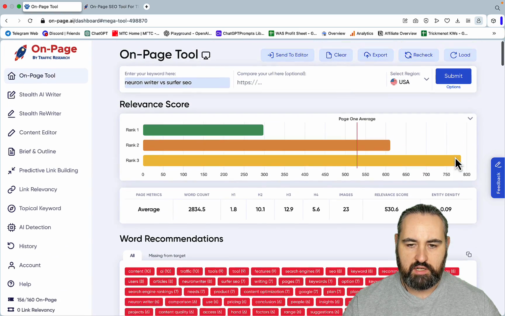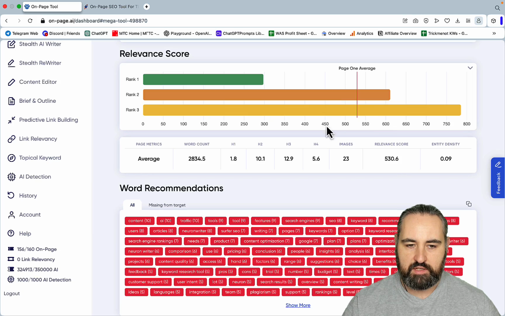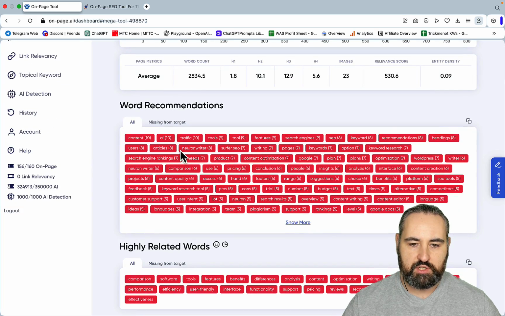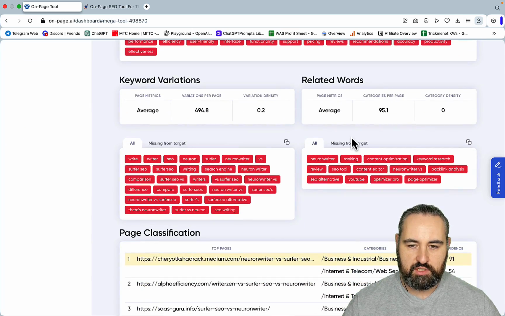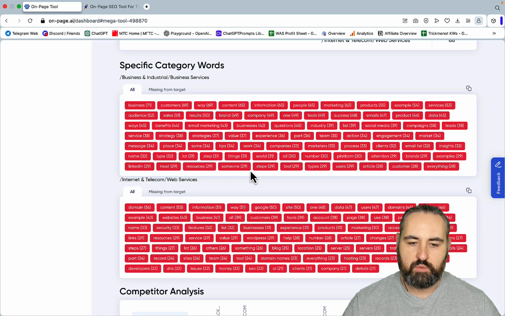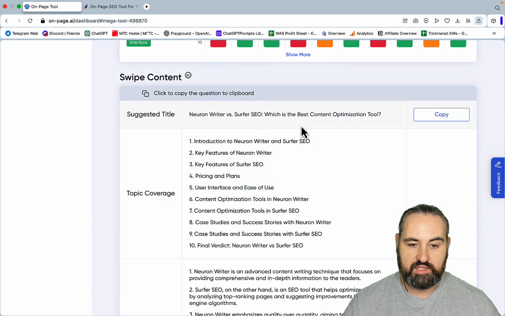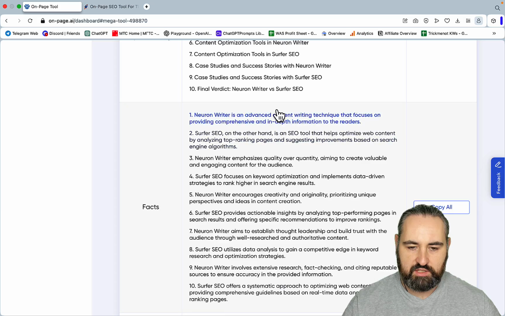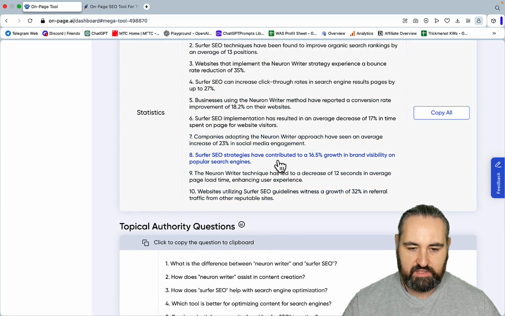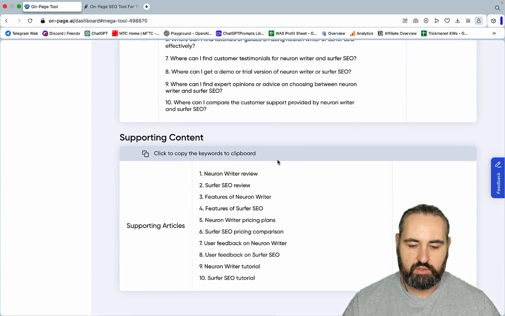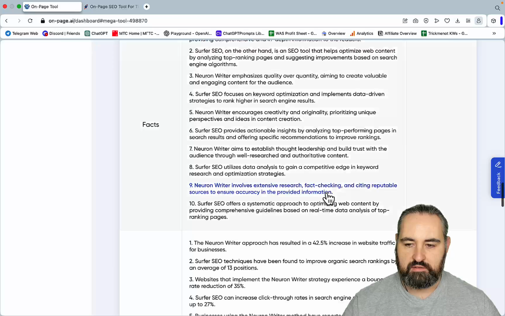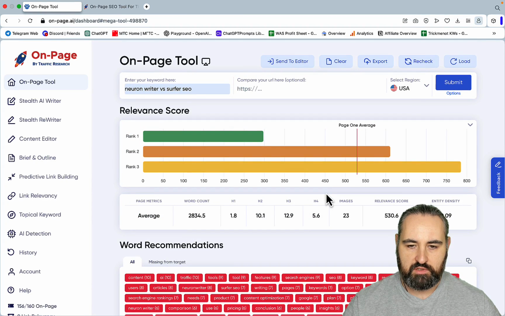So first of all, if I were to insert my existing article, I would have gotten a score, a page average versus my score. I don't have that here. And then you get different recommendations: word recommendations, highly related keywords, keyword variations, related words, specific category words, and you even get the suggested title, topic coverage, facts that you can use in your article, statistics, so this is very valuable, topic authority, questions. This is not a tutorial on onpage.ai, but I've been amazed with this tool, so lots of things to do.